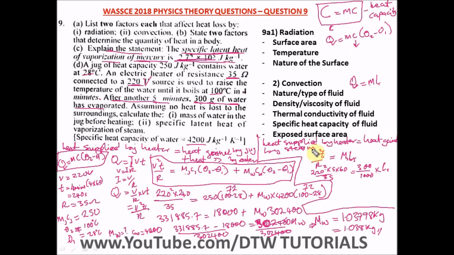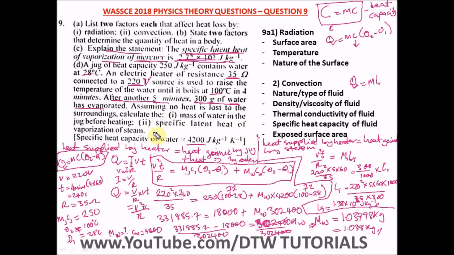That's what we're looking for, so let us make this the subject of the formula. Ls will be equal to 220 squared times 5 times 60, times 1000, then divide by 35 times 300. When you punch in your calculator, we are going to have the specific latent heat of vaporization of steam, Ls, equal to 1.38 times 10 raised to the power 6 joules per kg. So this is our answer, and we are done with question 9.